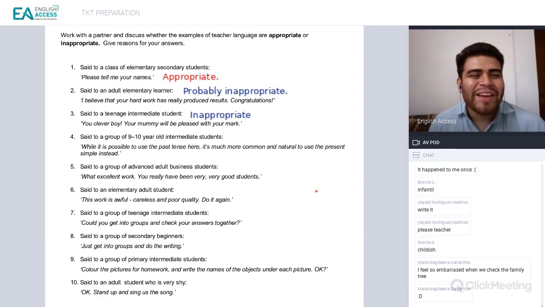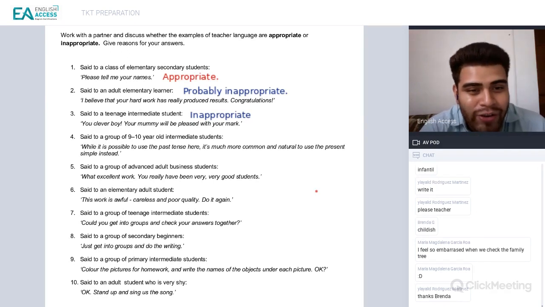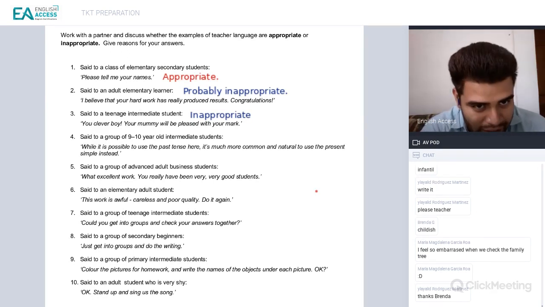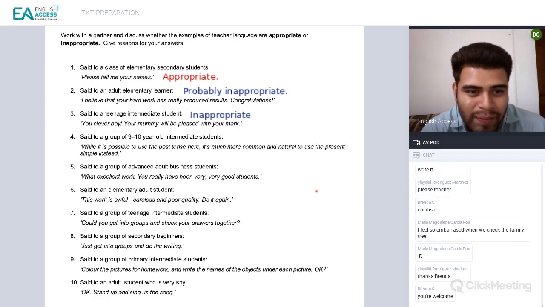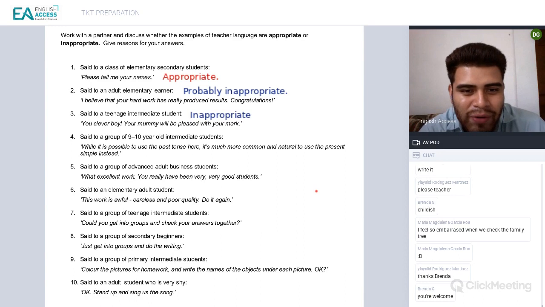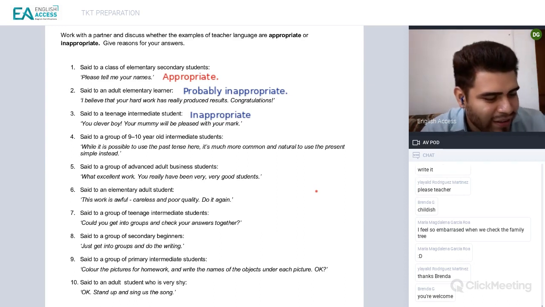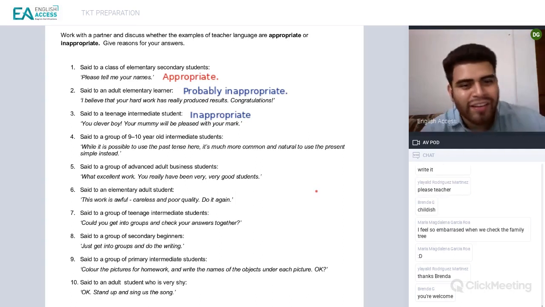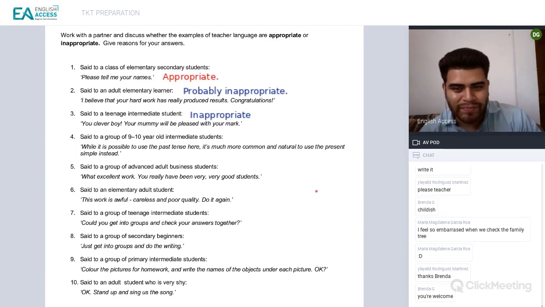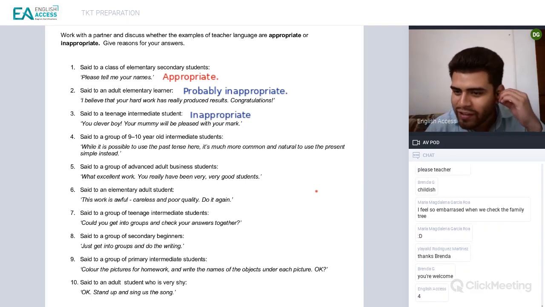Well, number 4, said to a group of 9 to 10-year-old intermediate students. So these are young, but they are intelligent. While it is possible to use the past tense here, it's much more common and natural to use the present simple instead. Appropriate or inappropriate? What do you guys think?